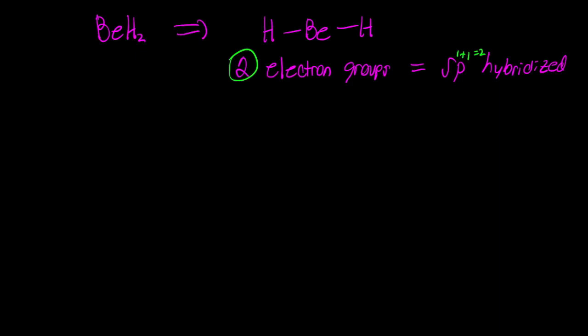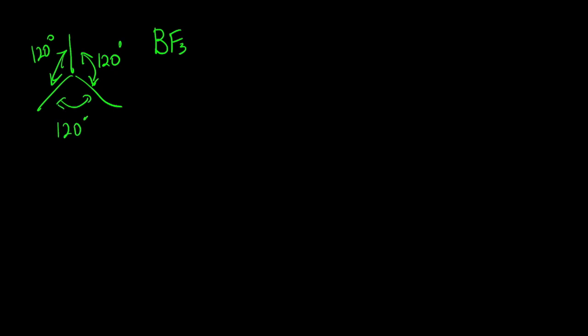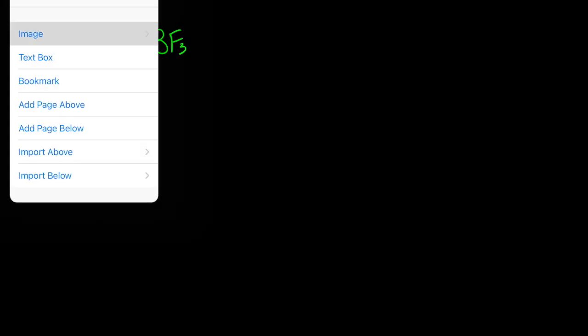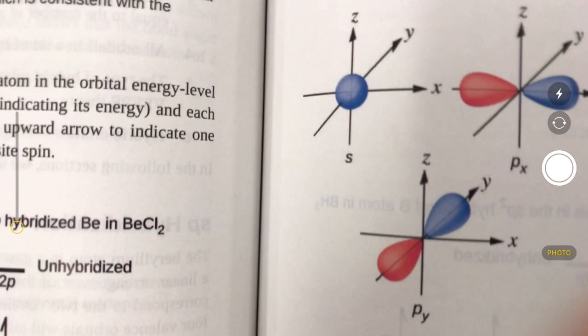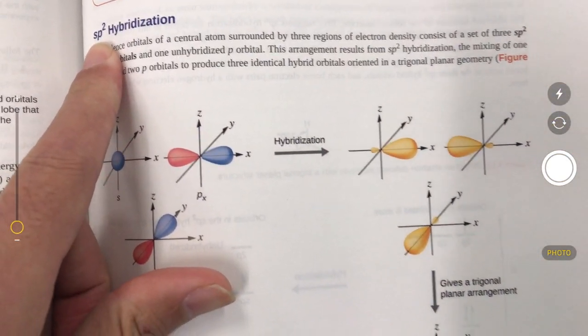Okay. Let's now talk about the bonding in BF3. Now, BF3 is experimentally known to be trigonal planar, so we need angles to be 120 degrees. How in the heck do we do that? Let me show you in the book what's going on here. Alrighty. So this topic is sp² hybridization.